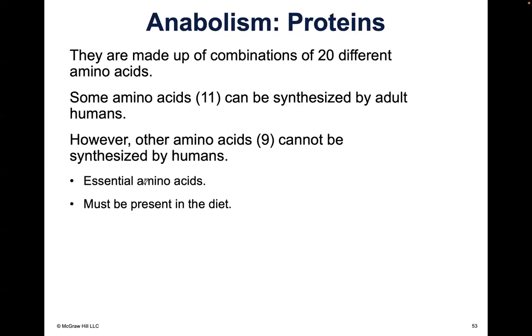We have 20 different amino acids which we produce. Eleven of them can be synthesized by adult humans, and nine of them cannot be synthesized, so they need to be given to you through some other process. These essential amino acids must be present in your meal. The other eleven can normally be synthesized by the body.